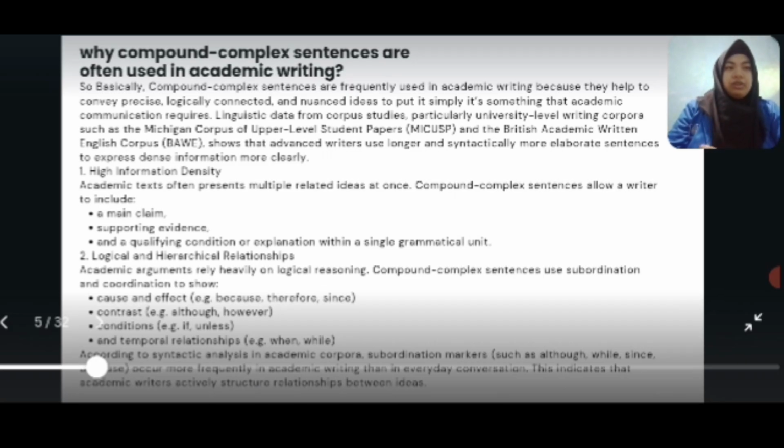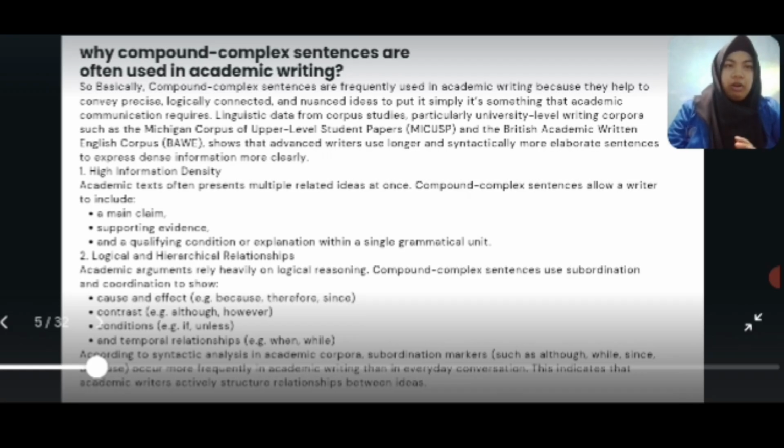Okay, let's move on to the next section. Why compound complex sentences are often used in academic writing. So basically, compound complex sentences are frequently used in academic writing because they help to convey precise, logically connected, and nuanced ideas. To put it simply, it's something that academic communication requires.